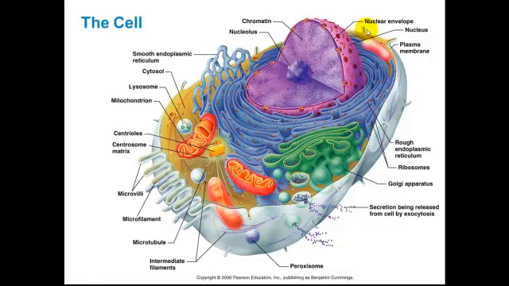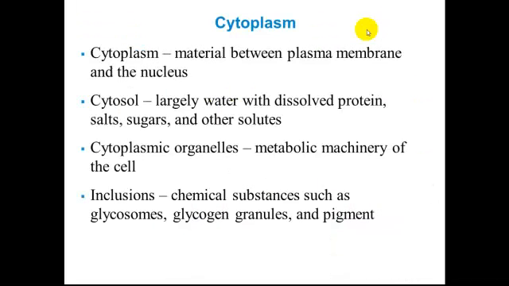including the cytoplasmic organelles. When we discuss the cytoplasm, please remember anytime you see "cyto" to be thinking about the cell. So the term cytoplasm is a general term for all of the material between the plasma membrane and the nucleus. This contains the cytosol, which is the solution of the cell, and this is largely water-based, or aqueous, with dissolved proteins, salts, sugars, and some other solutes. We also have cytoplasmic organelles.